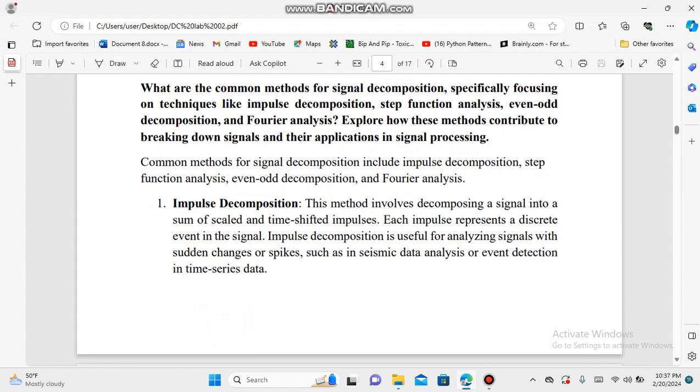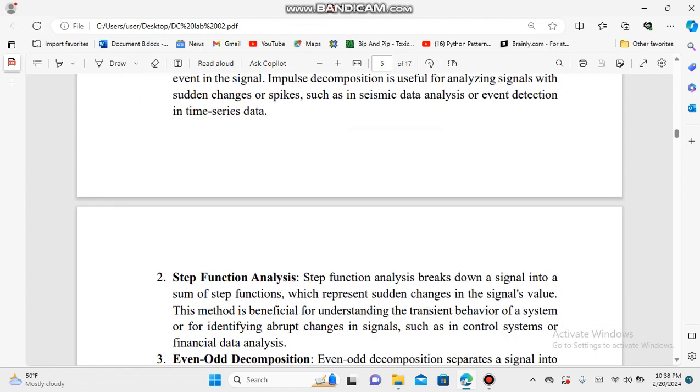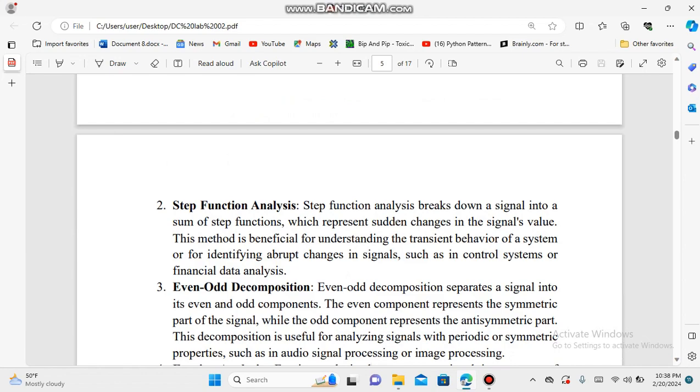Impulse decomposition: this method involves the decomposition of a signal into the sum of scaled and time shifted impulses. Each impulse represents a discrete event in the signal. Impulse decomposition is useful for analyzing signals with sudden changes or spikes, such as seismic data analysis or event detection in time series data. Step function analysis: step function analysis breaks down a signal into the sum of step functions, which represent a sudden change in the signal's value.